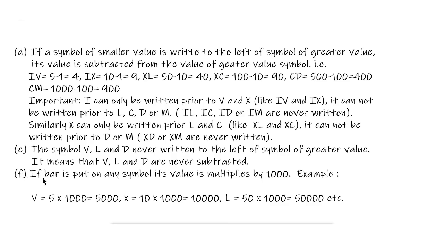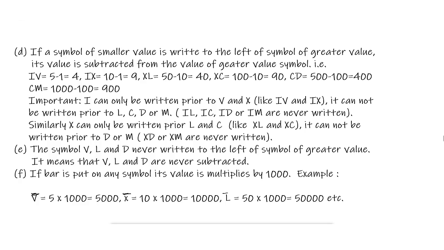Rule F: if a bar is put on any symbol, its value is multiplied by 1000. For example, V equal to 5 and we put a bar over it. So V bar equals 5 multiplied by 1000, which is equal to 5000. If we put a bar over X, then X equal to 10 multiplied by 1000, so X bar becomes 10,000.